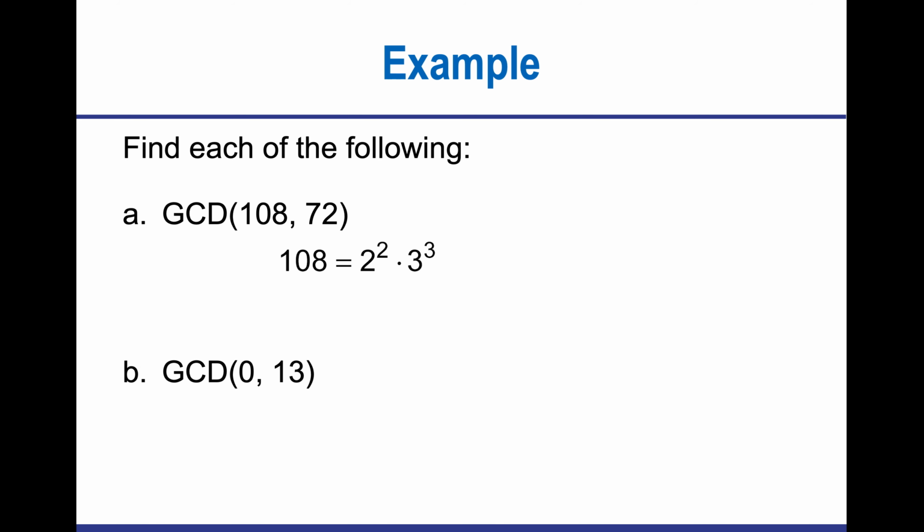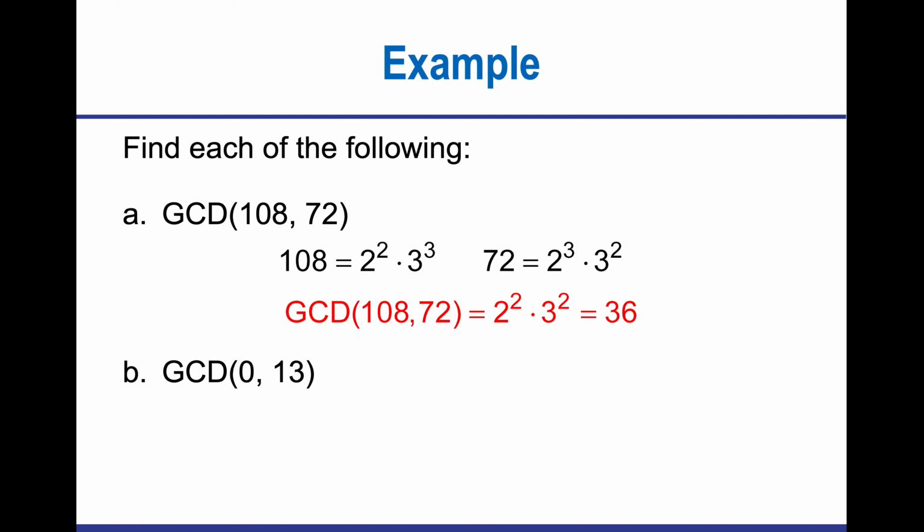So let's find each of these. If I do 108, I can prime factor that down into 2 squared times 3 cubed. If I do 72, I can prime factor that down into 2 cubed times 3 squared. So if I look at this, I know 2 squared times 3 squared is going to be 36.